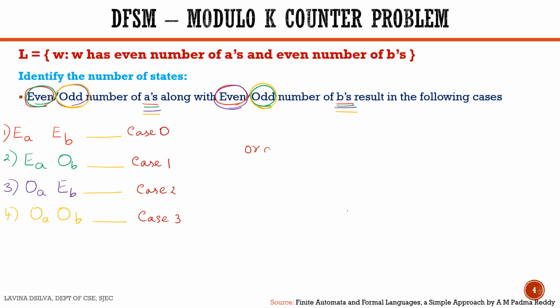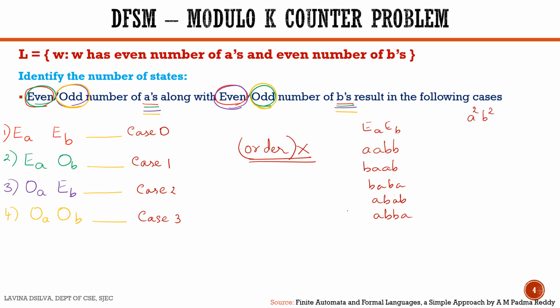The order is not of importance to us. We can have order of A's and B's in any format. When we are talking about even A's and even B's, I'll consider A^2 B^2. What are the different combinations we can have in this? We can have AABB. We can have BAAB. We can have BABA. We can have ABAB. We can have ABBA, etc. Irrespective, here we know that there are two A's and there are two B's.